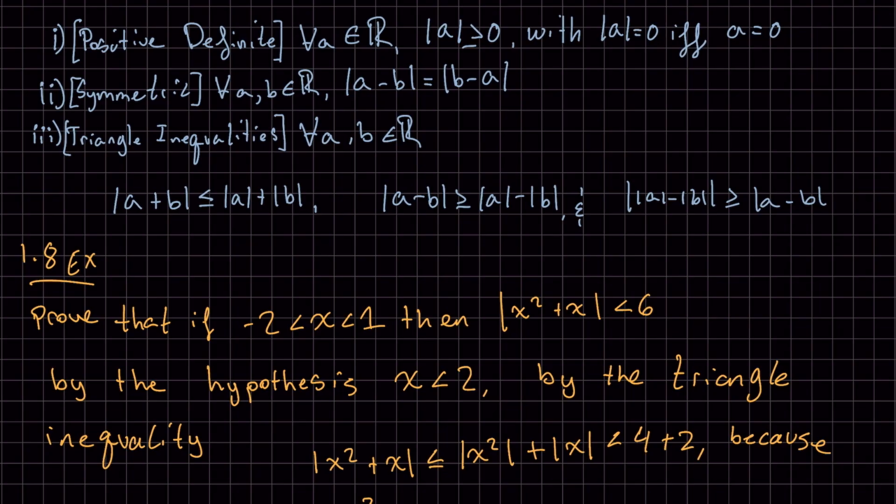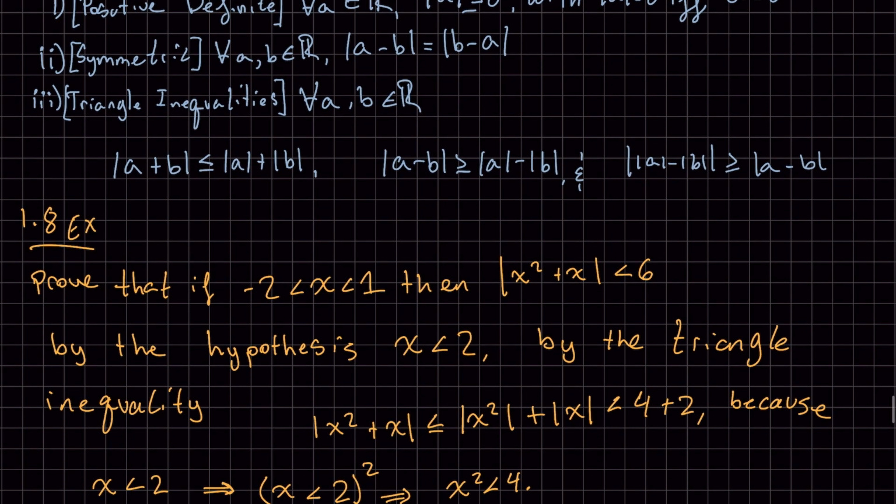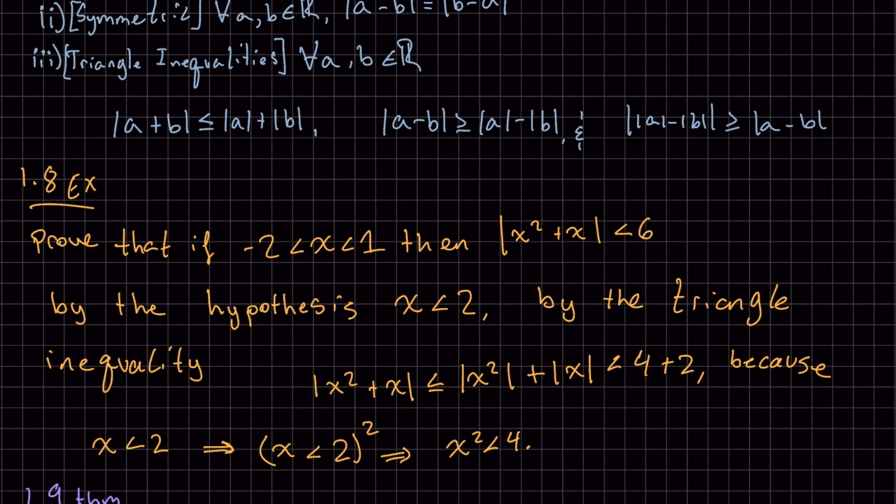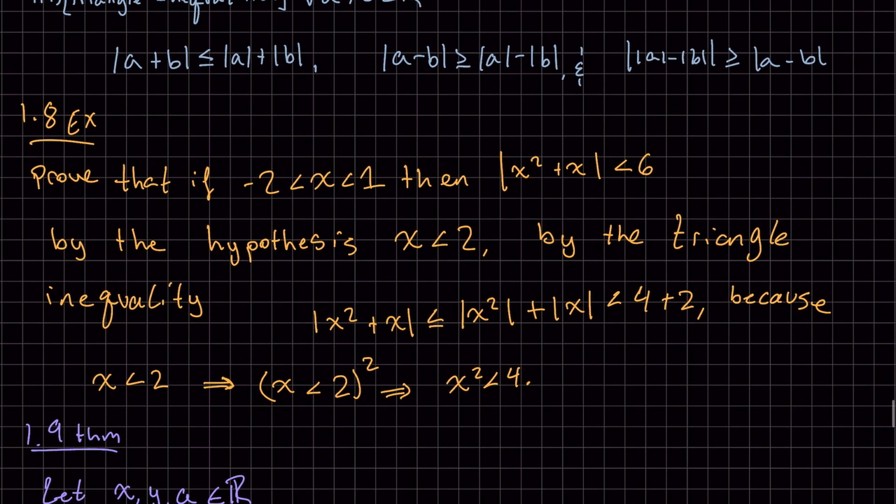And the third property is the triangle inequalities. So for all A, B in the real numbers, the absolute value of A plus B is less than or equal to the absolute value of A plus the absolute value of B. The absolute value of A minus B is greater than or equal to the absolute value of A minus the absolute value of B. And the absolute value of the absolute value of A minus the absolute value of B is less than or equal to the absolute value of A minus B.